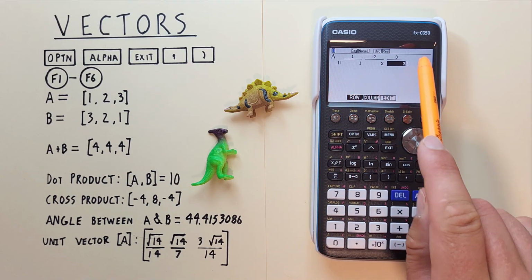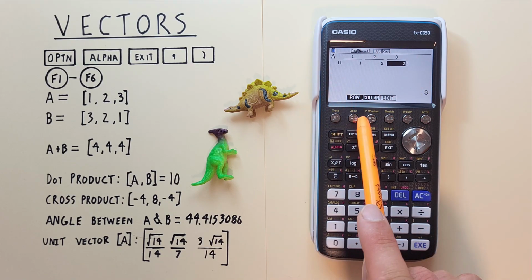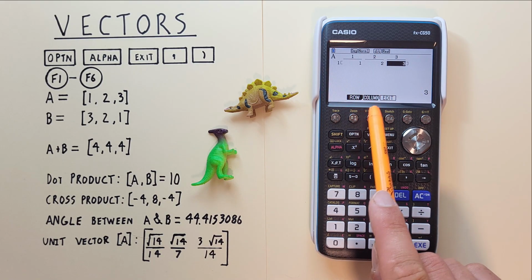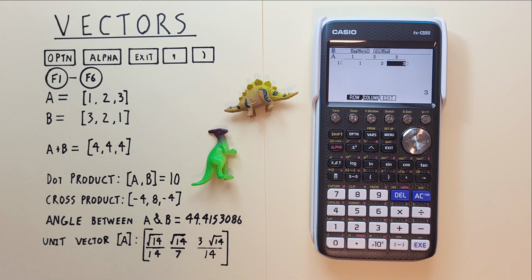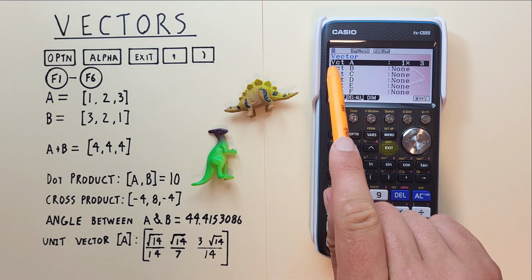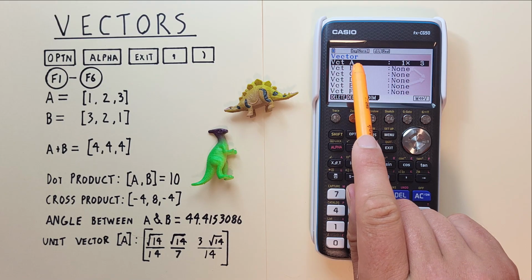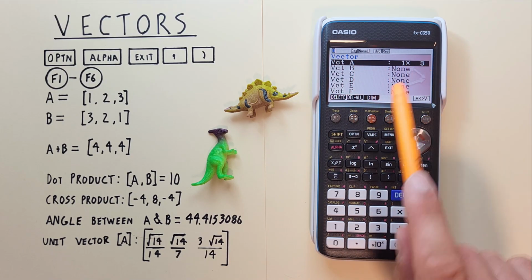We've entered our vector. If we want to, we can add a row or a column or edit the existing, but we don't need to do that with this one. We're all good. So once we've entered it, we can just hit the exit key. And we see now in our vector list, we have a vector A as a 1 by 3.